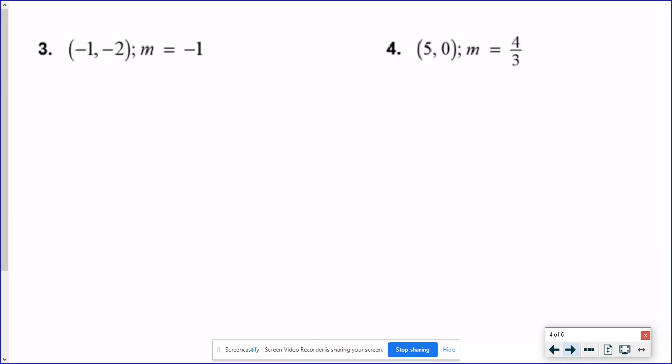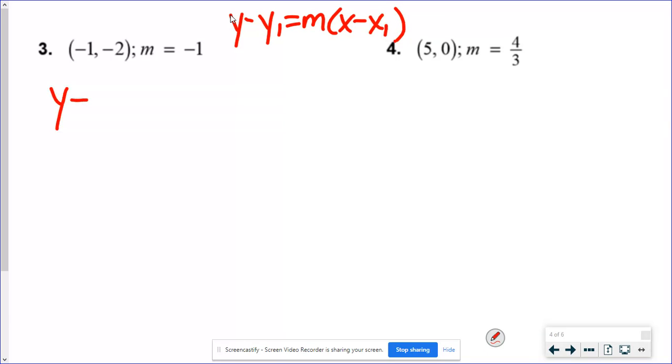So for number 3, again, here is your point-slope form. Y minus y sub 1 equals m times x minus x sub 1. Y minus my y number, here's my x number, here's my y number, -2 equals, the m is -1, and then x minus the x number. This problem, they were trying to throw as many negatives as they possibly could into this problem. So I would clean this up. I would say, let's do a keep, change, change, keep, change, change.